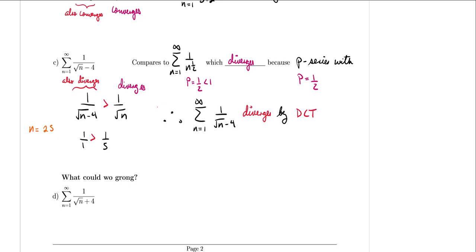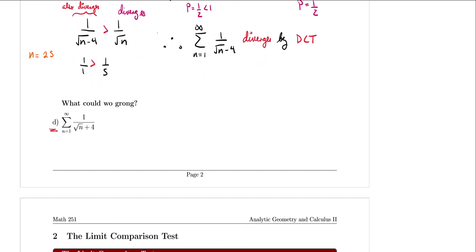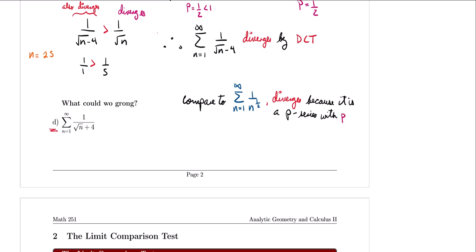Okay, now let's take a look at one more here. Now this one here is very similar to the one that we just tried, but it's a little bit different because, well, in the denominator, now you're adding 4. So, if we choose a series to compare it to, I'll put here compare to, and just as we did above, I'm going to go ahead and compare it to the series 1 over n to the 1/2. Now we know that this one here was diverging, so I'll put here which diverges because it is a p-series that has a p-value of 1/2.